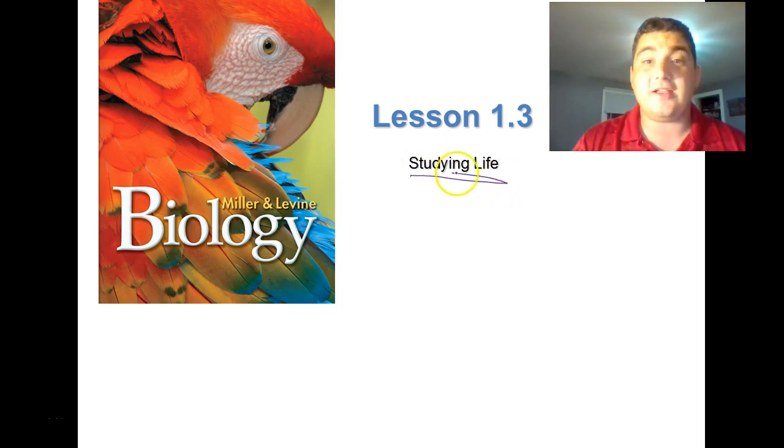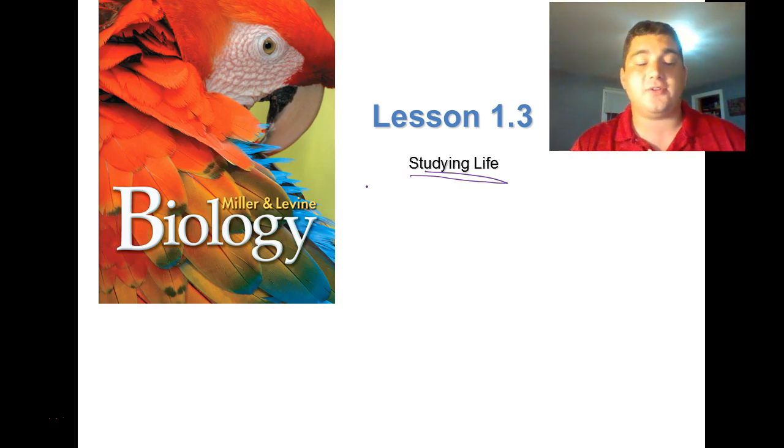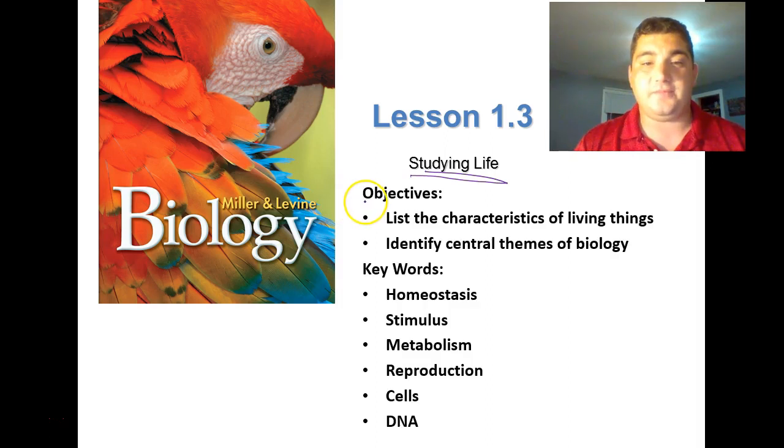We're going to be studying life. Today we're going to be talking about characteristics of living things and the different parts of biology. By the end of this lesson, you should be able to list the characteristics of living things. You should be able to identify central themes of biology. In addition, you should know these key words. Right now, if you want to take a screenshot of your screen, you can go back to it to make sure you hit all the objectives and the keywords.